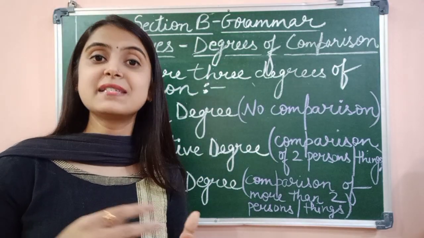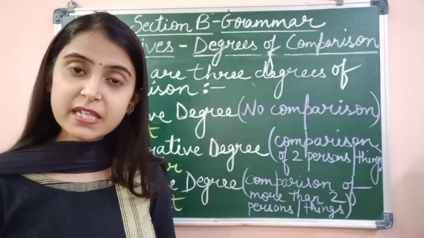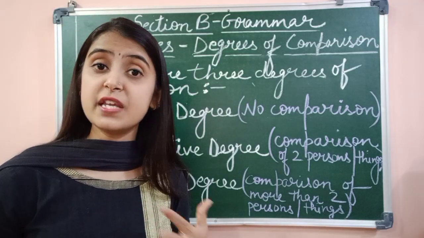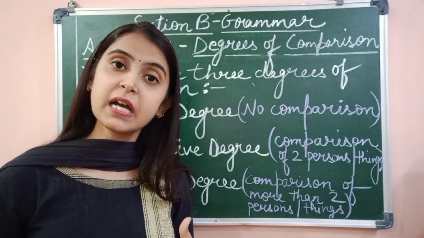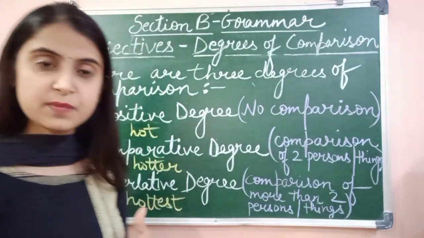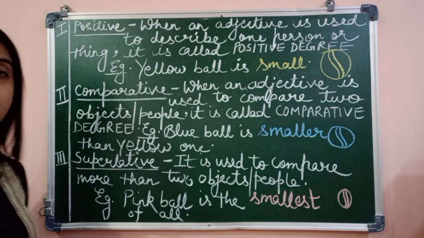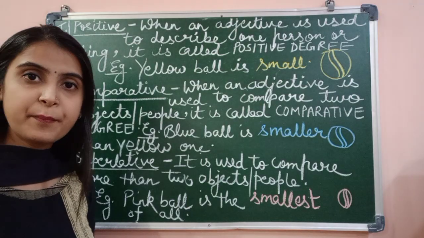And book C is the best of all. Right? So we see that adjectives are changing their forms when we make comparison. I hope this much is clear to you. Now children, we are going to revise the 3 degrees of comparison again.